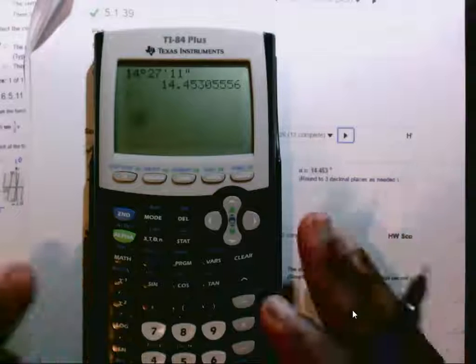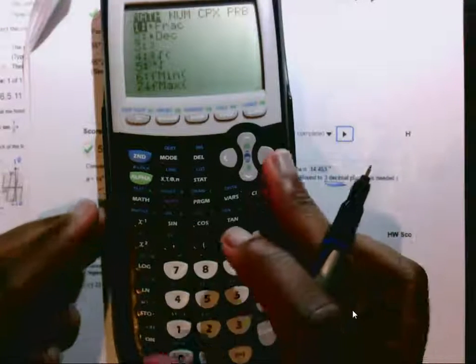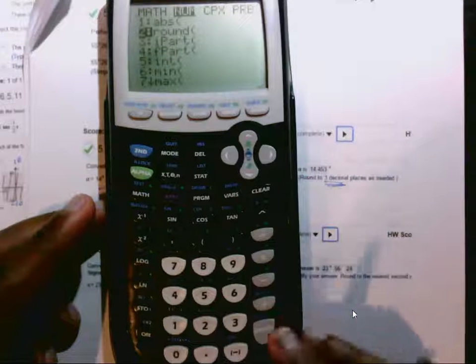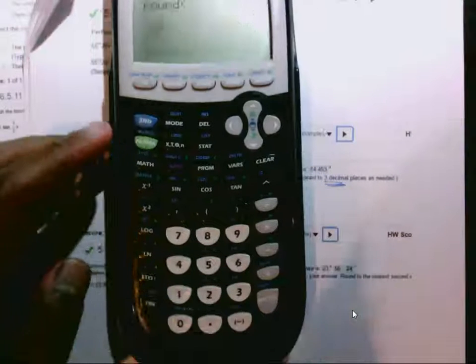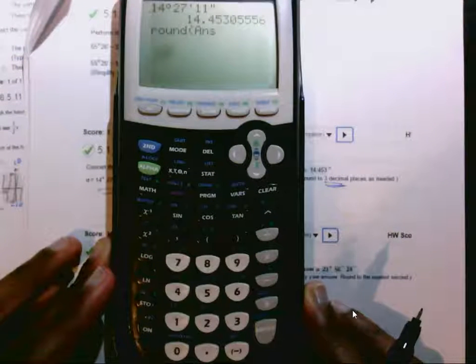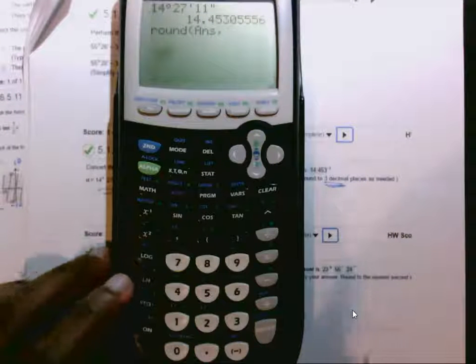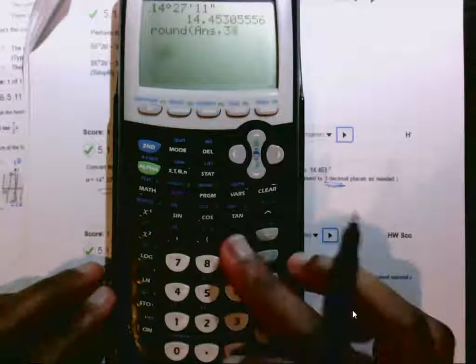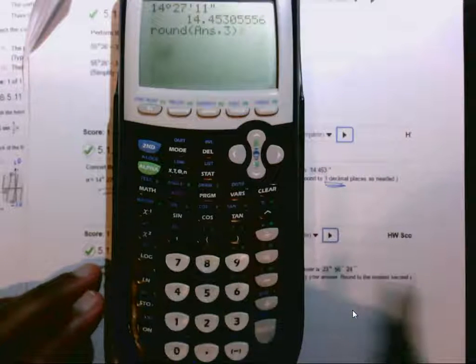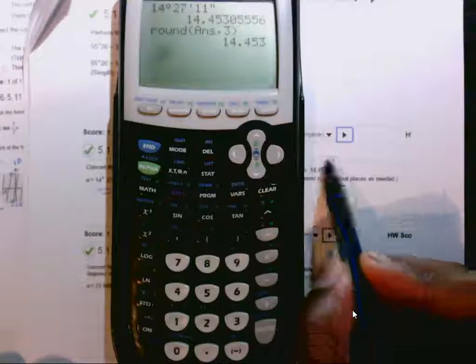It gives you 14.453. So now how do you round? So you go to math. They say they want the answer to 3 decimal places, so I want to round. So let me go back. So I have math round, go to round, I enter my answer that I obtained, the 14.45. I want to make it to 3 decimals, so this one is comma, then 3 for 3 decimals. If they were asking for 2 decimals, I would have written 2. So enter and then enter, and that gives me 14.453. That is my answer.